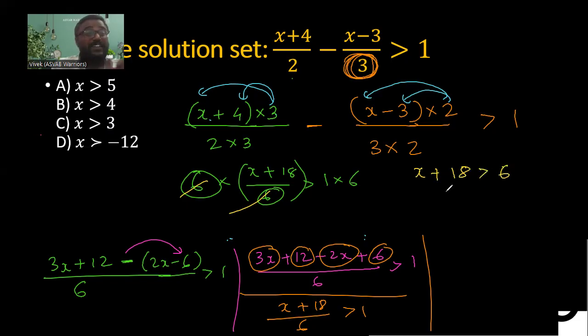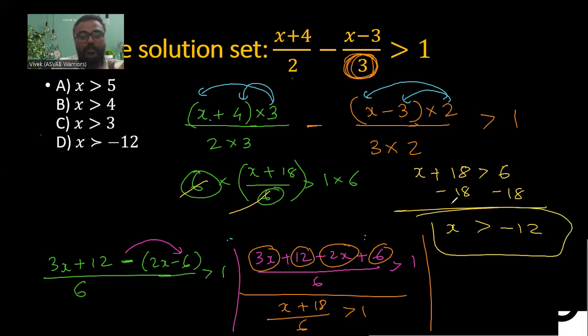Now, because it is addition over here, you subtract 18. What do we get as the final answer? x, 18 minus 18 is 0, greater than 6 minus 18 is negative 12. So option D is correct.